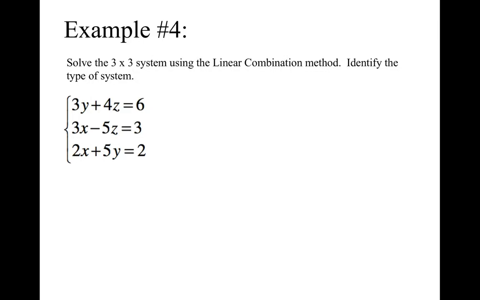Oh, this looks weird though, right? I've got 3, but there's only 2 variables in each. So what does that mean? This must be 0x plus 3y plus 4z equals 6. This must be 3x plus 0y minus 5z equals 3. 2x plus 5y plus 0z equals 2.